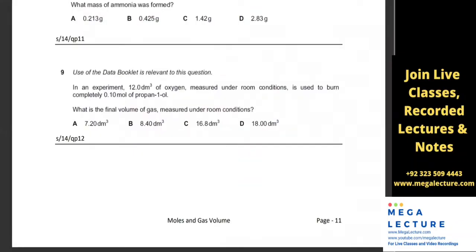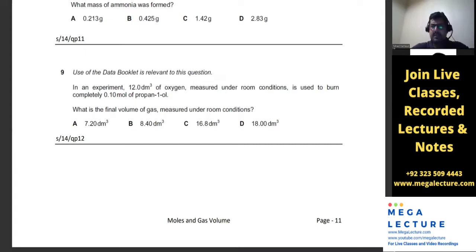So let's start with this one. Just a second. Then let's start with this one. First thing, equation. What's the equation for this reaction?